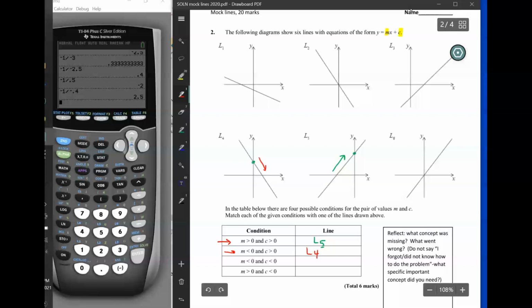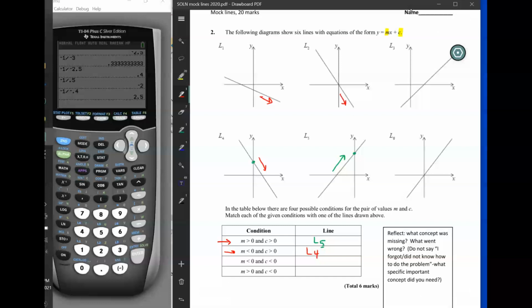Okay. What about the next one? It wants a negative slope and a negative y-intercept. So let's, instead of looking for y-intercepts, let's look for slopes. So you can see that you can actually look for it another way. I can see two remaining graphs where the slope is negative. These two, the slope is going down.